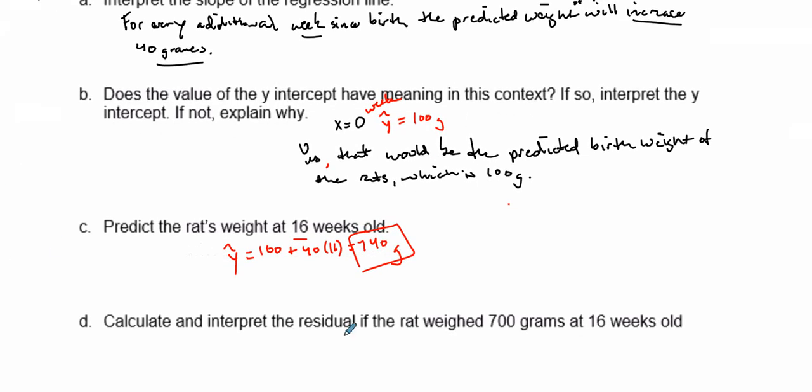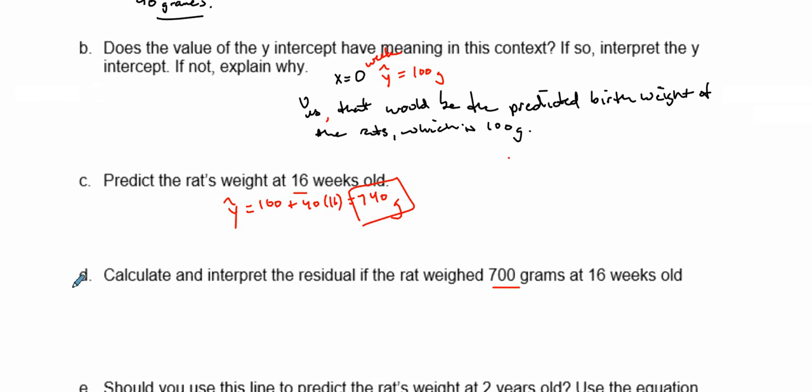Now, calculate and interpret the residual if the rat weighs 700 grams after 16 weeks. When we're calculating the residual, remember, residuals are A minus P, the actual weight, which is 700, minus our predicted weight of 740. That gives us a residual of negative 40.